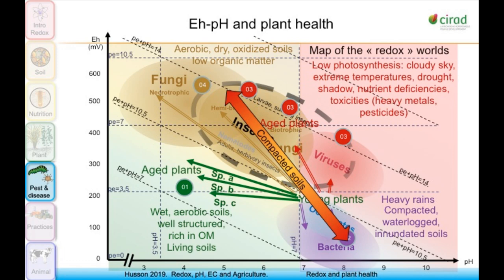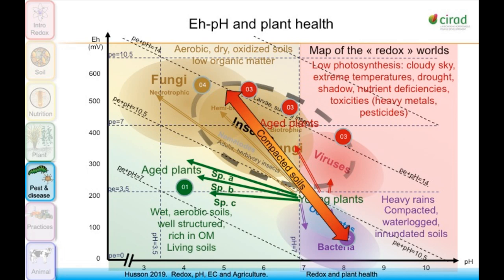Okay, so insects will be here, basically. The adult, herbivory, chewing biotic will be around here. The larvae, sucking, around here. Nematodes will be around here. We have the map. And it's what I call the map of the redox world.